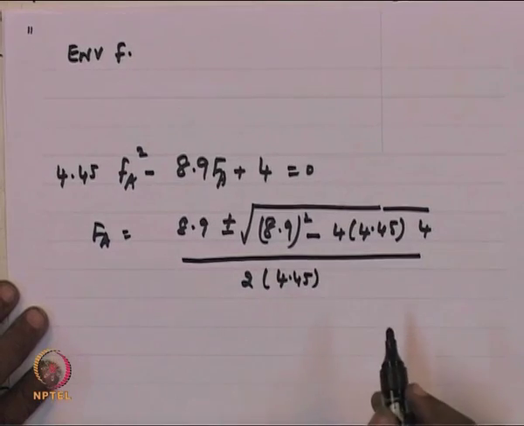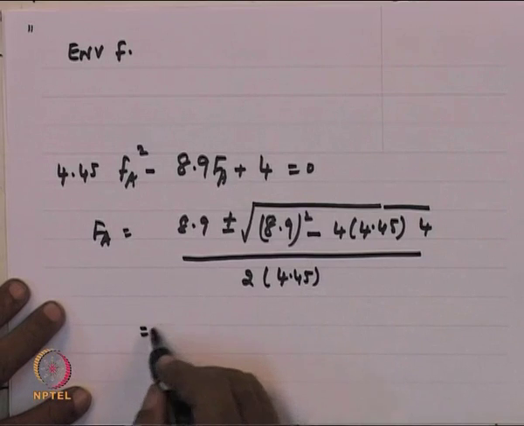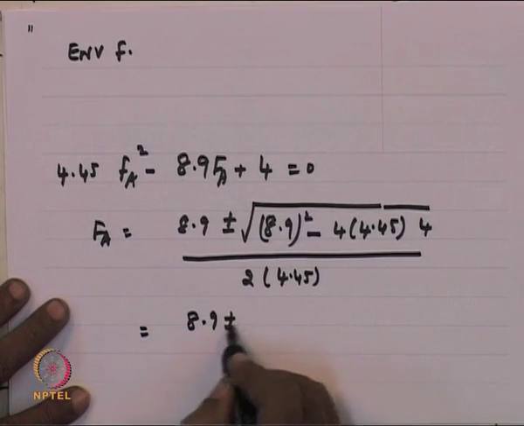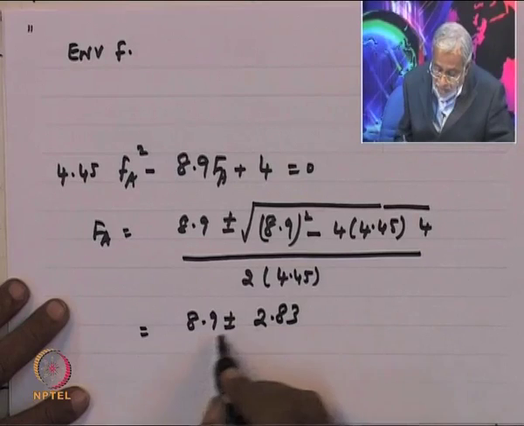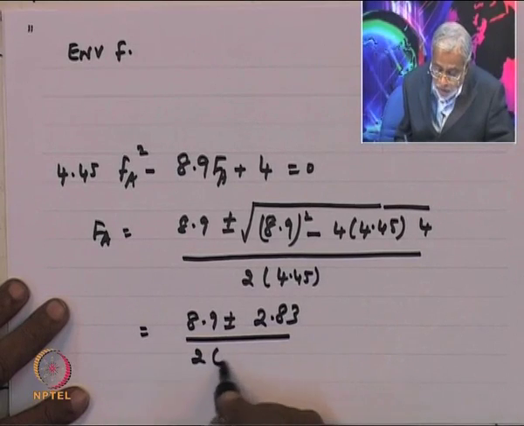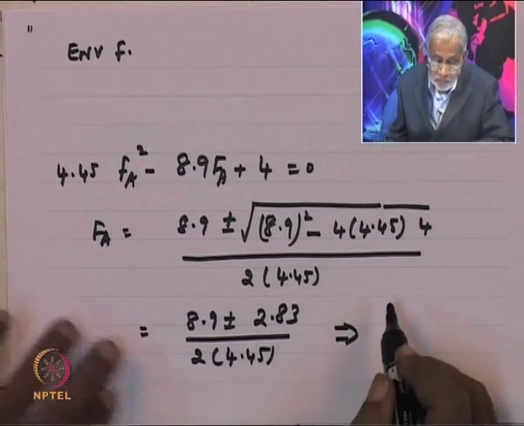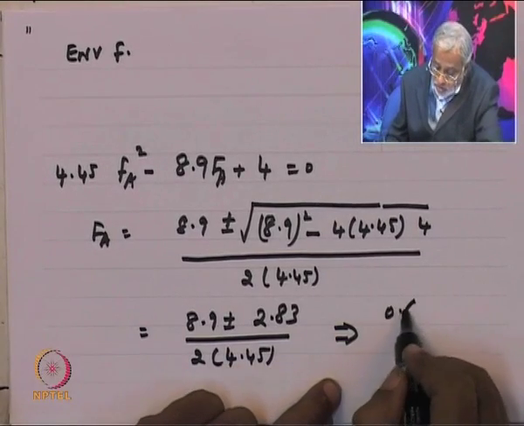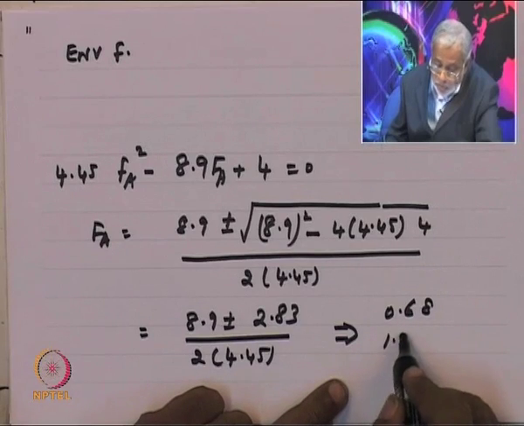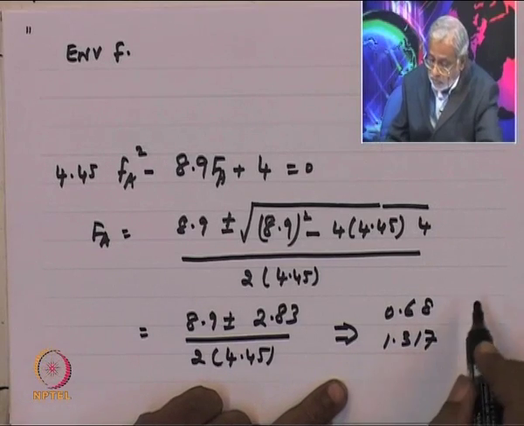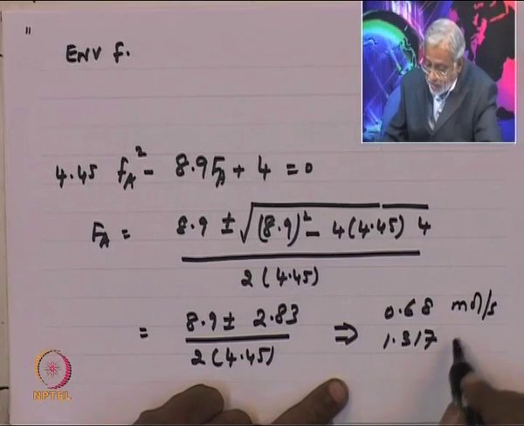So, this is the solution and it turns out that it looks something like this, 2.83 divided by 2 multiplied by 4.45. So, that gives us two solutions, 0.68 and 1.317 mole per second.